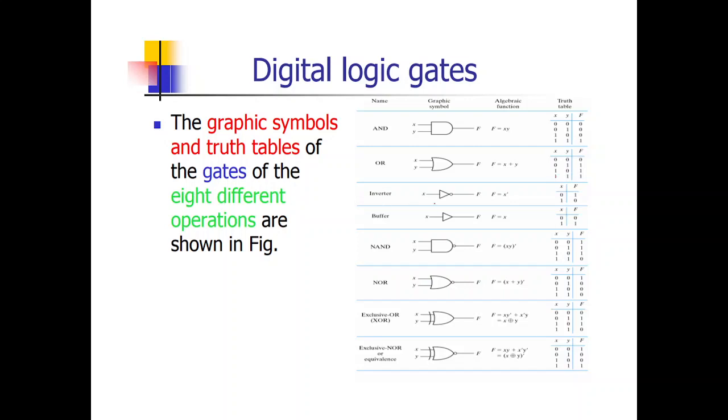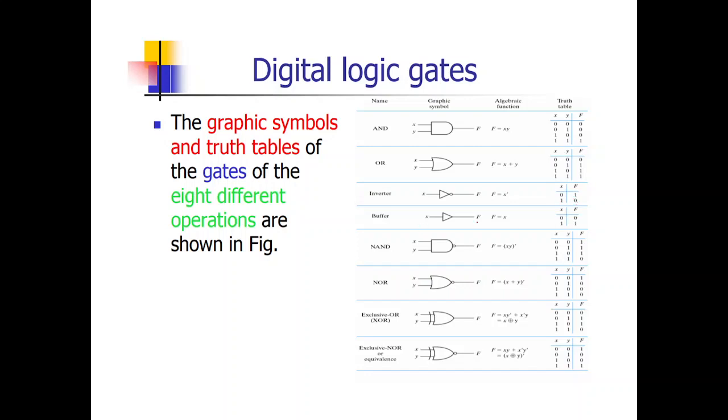And the inverter is the NOT gate. This is the symbol of the NOT gate, and the expression is f is equal to x dash. And in the truth table, the output value is complemented. The output is the complement of the input, right? So 0 becomes 1, 1 becomes 0.